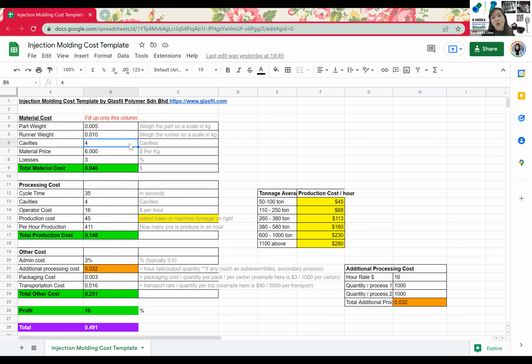Then altogether, you will ask them, what are the cavities? The cavities would be 4, 6, 24, or even 1, okay? Sometimes we have only 1 cavity for low run molds. And you will ask them, what's the material price? Typically, for ABS right now, it's like $3 to $3.50. If it's in ringgit Malaysia, it's probably going to range around 10, 12, depending on monthly fluctuations.